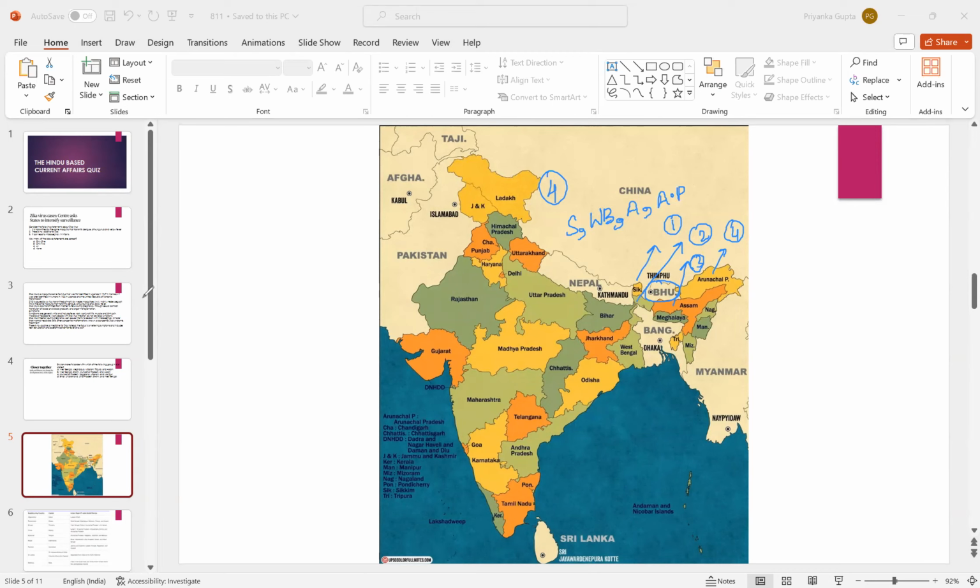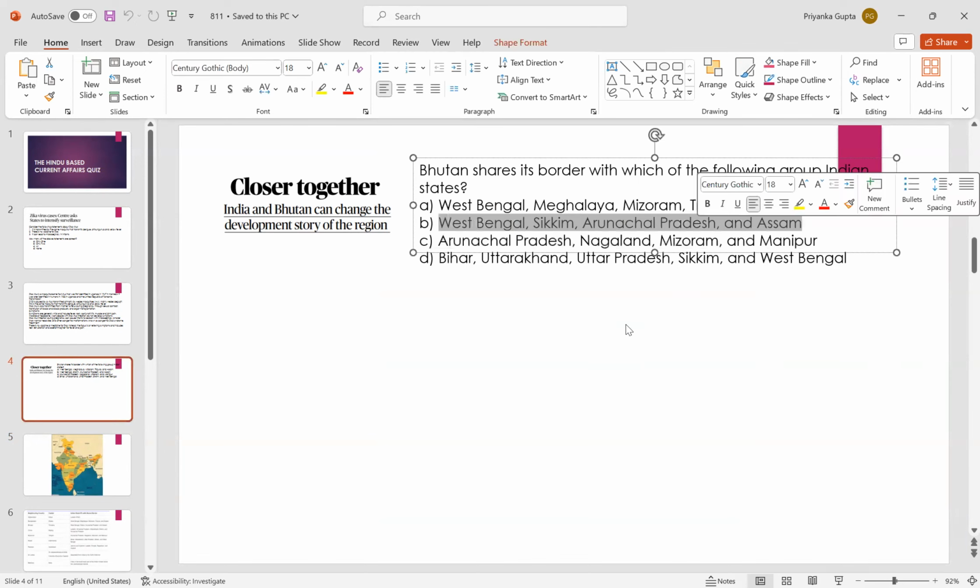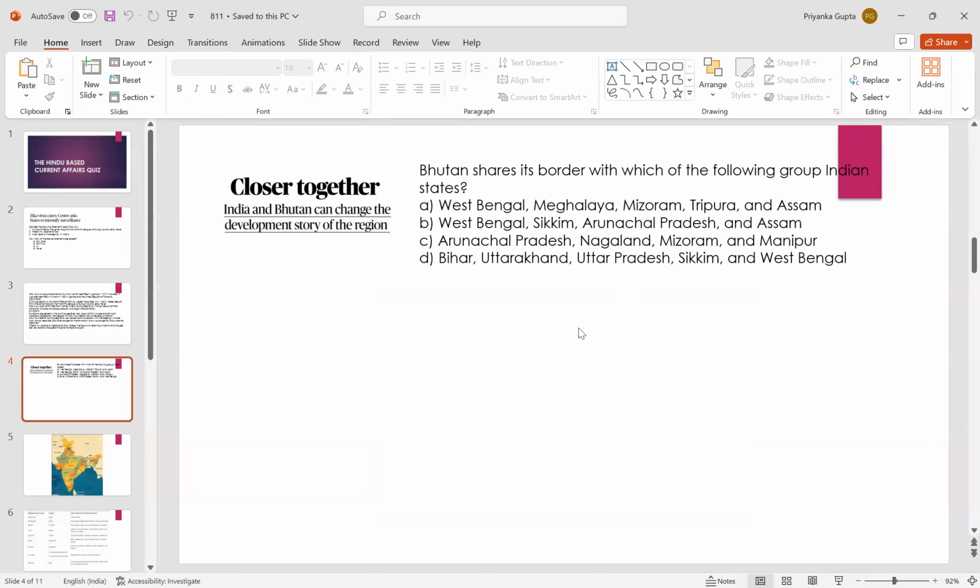Let us see if we have this in our options. West Bengal, Meghalaya, Mizoram, Tripura, Assam: this is incorrect. West Bengal, Sikkim, Arunachal Pradesh, Assam: this, as we discussed right now, is correct. Arunachal Pradesh, Nagaland, Mizoram, Manipur: incorrect. Bihar, Uttarakhand, UP, Sikkim, West Bengal: incorrect. So the correct answer to our question is option B.